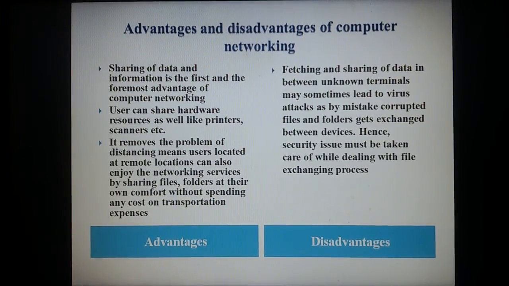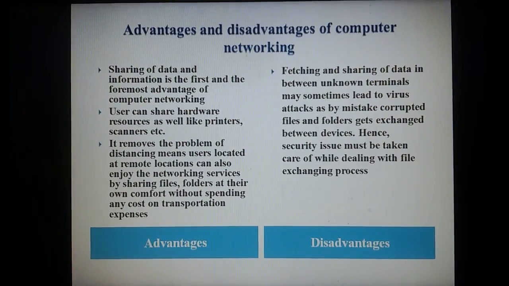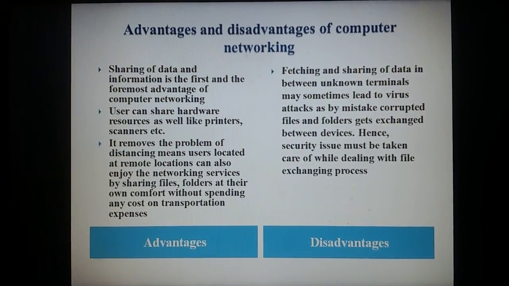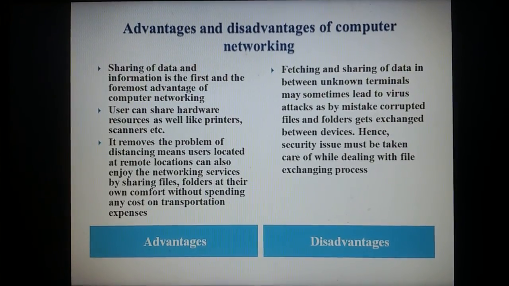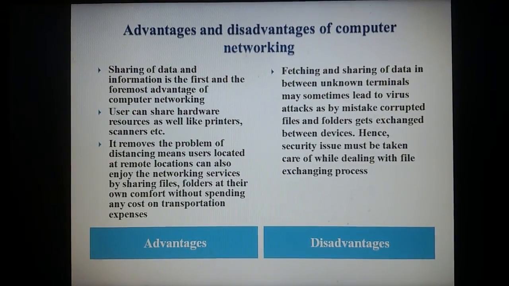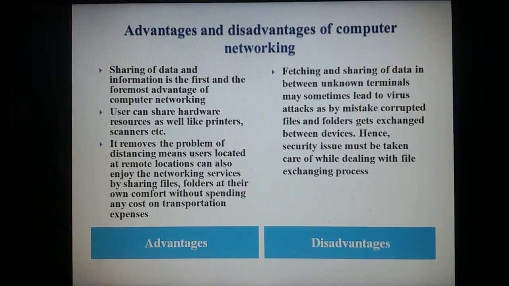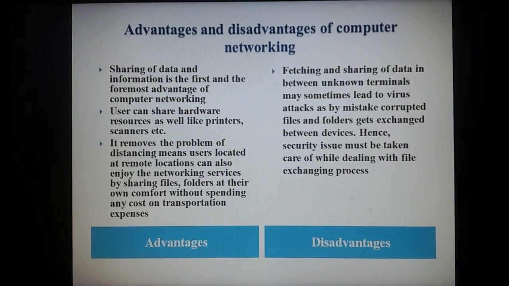Disadvantage. Fetching and sharing of data between unknown terminals may sometimes lead to virus attacks, as by mistake corrupted files and folders get exchanged between devices. Hence, security issues must be taken care of while dealing with the file exchanging process.